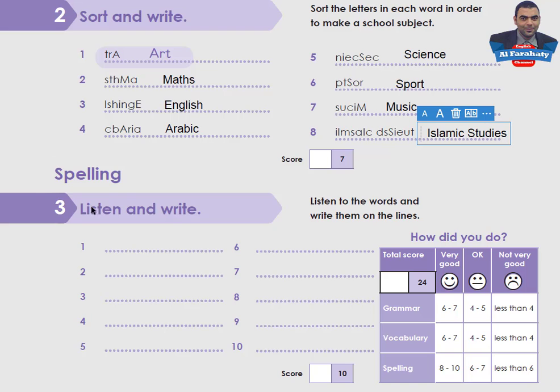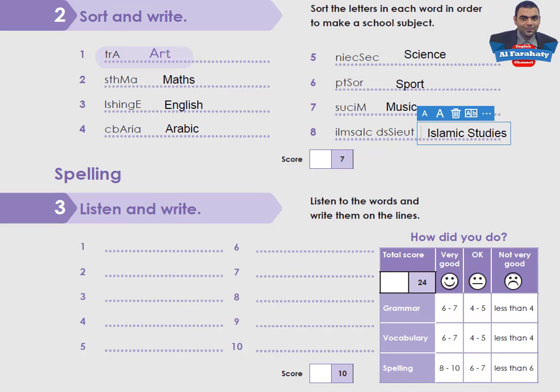Okay. Activity 3 is for spelling or dictation. Listen to the words and write them on the lines. Listen and write. 1. Visited. 2. Went. 3. Played. 4. Swam. 5. Climbed. 6. Stayed. 7. Flew. 8. Saw. 9. Had.